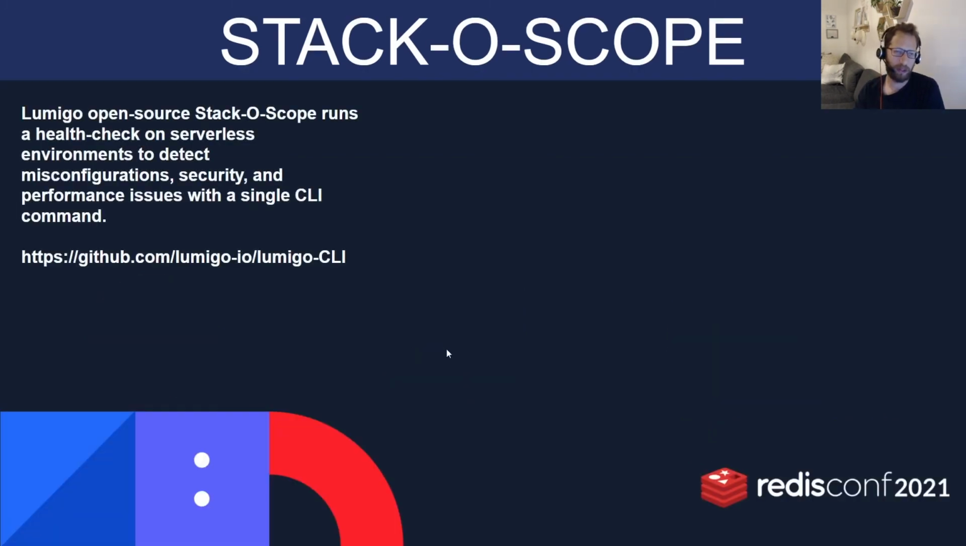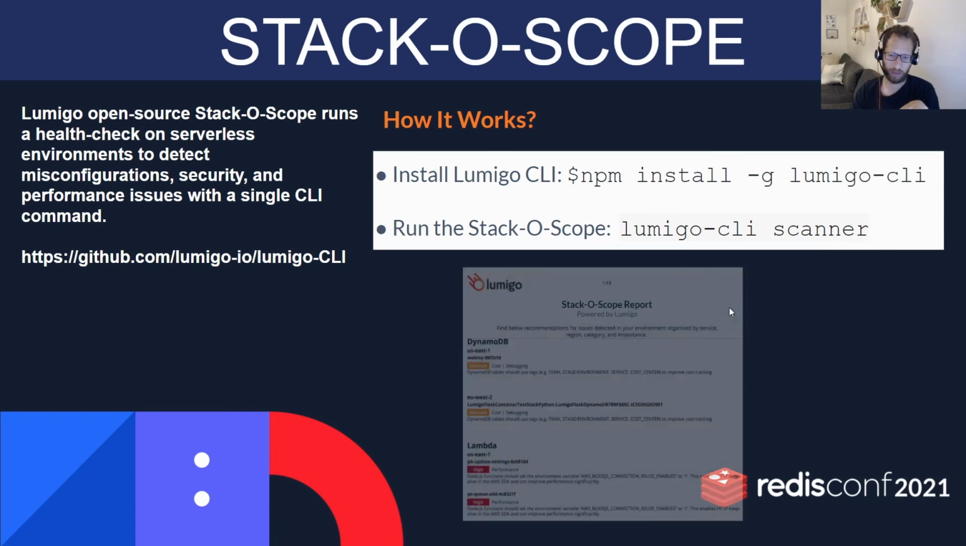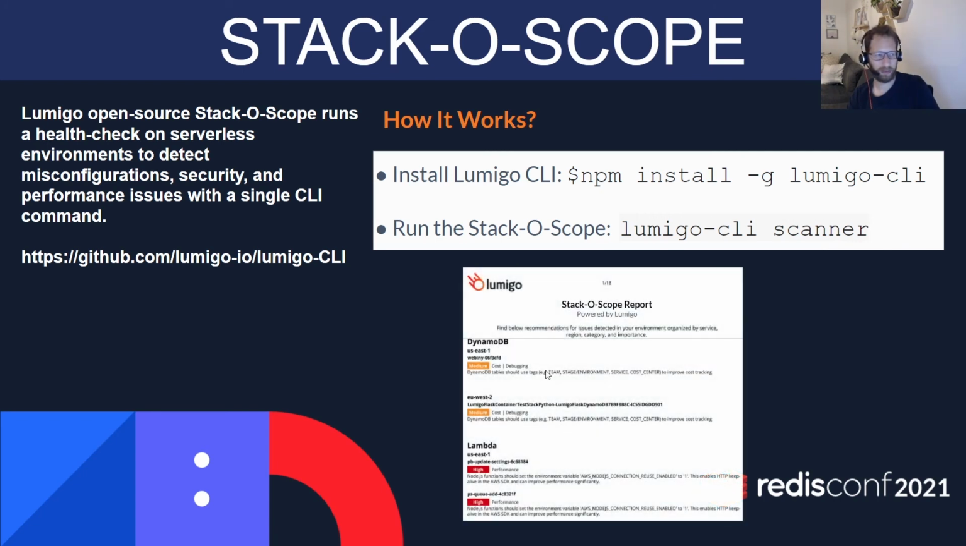Essentially, it's an open source tool that runs a health check on your serverless environment, allowing you to detect misconfiguration, security issues, and so on and so forth. You can find it over here. You just install it using npm install -g Lumigo's CLI, and you run it with this command, scanner, and you get a complete review of your environment in a PDF style.